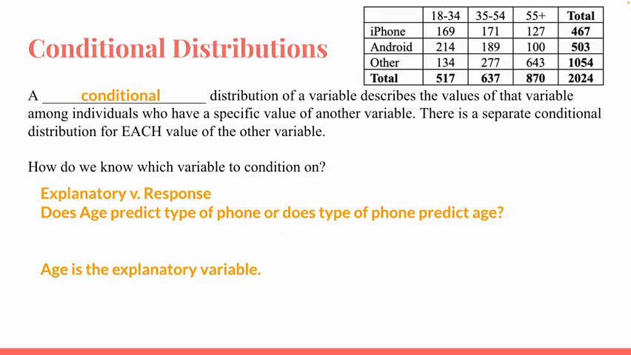So the way we determine this is explanatory versus response, kind of like X and Y whenever you do input and output. Does age predict type of phone or does type of phone predict age? What I'm going to go with on this, because it makes more sense to me, is age is the explanatory variable. So that's the one we're going to condition on.